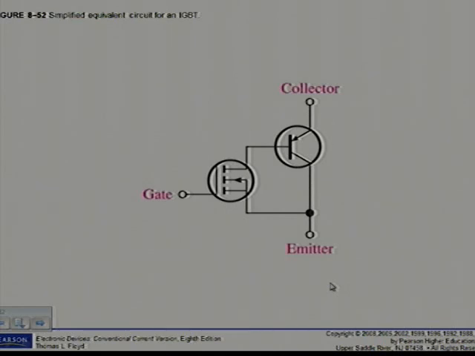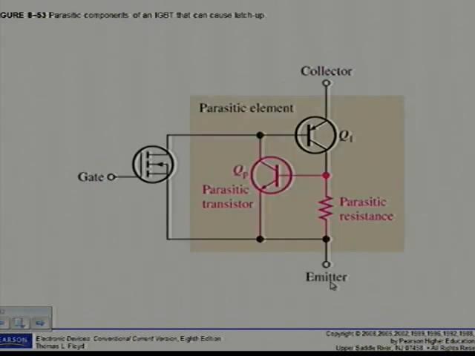The NPNP structure of the IGBT forms a parasitic transistor and an inherent parasitic resistance within the device as shown in red in figure 8.53. These parasitic components have no effect during normal operation. Underline that because this is important in the operation of the IGBT. However, if the maximum collector current is exceeded under certain conditions, something happens.